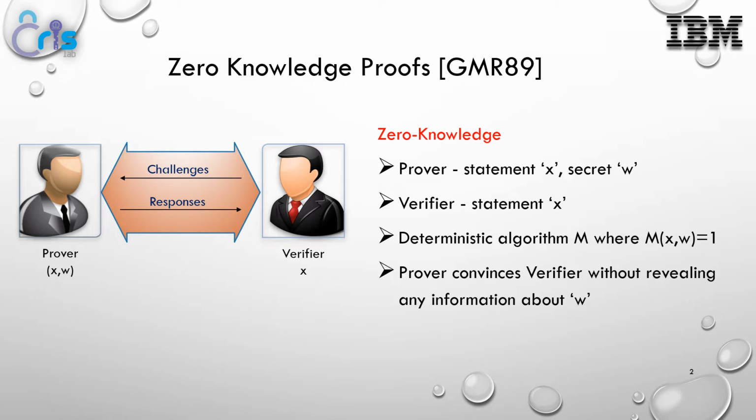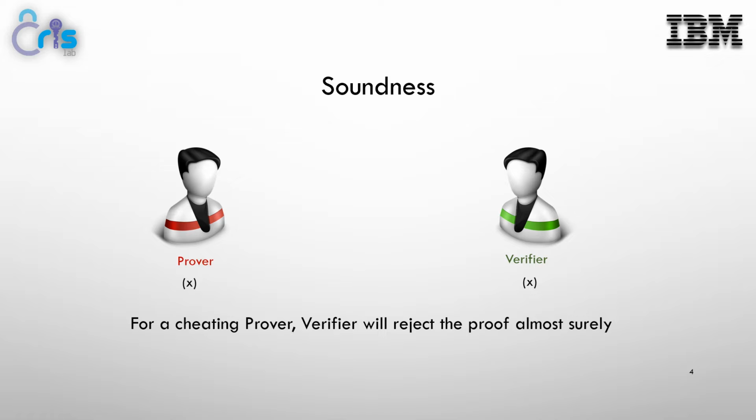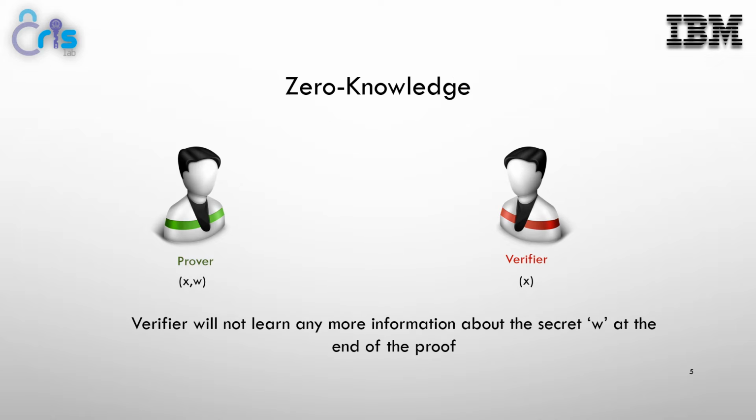A zero-knowledge protocol must have the following three properties. First is called completeness. If prover and the verifier are both honest, then verifier will always accept the proof. Second is soundness. That is, if the prover is cheating, that means either the statement is false or the prover does not have a correct witness, then verifier will reject the proof almost surely. And third is zero knowledge. That says at the end of the protocol, the verifier learns that the statement is true but nothing else.